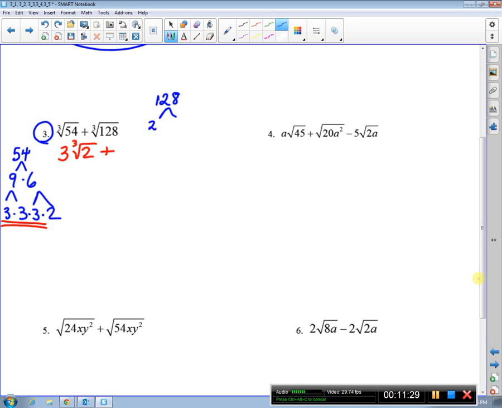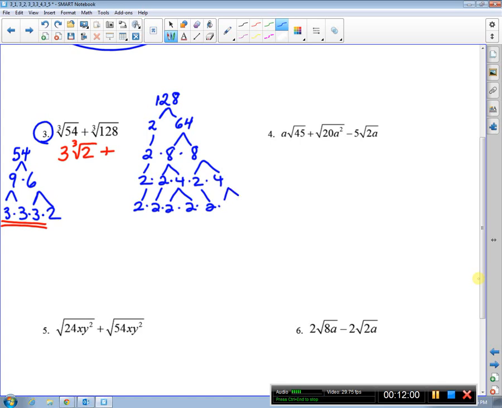128, we had above 2 times 64. Keep going. The 64 is a perfect square, but it's not a perfect cube. So it looks like we're going to get a bunch of 2's. We're even going to get more 2's, because 64 is 2 times 2 times 2 times 2 times 2 times 2. 1, 2, 3, 4, 5, 6, 7. 128 is 2 to the 7th power.